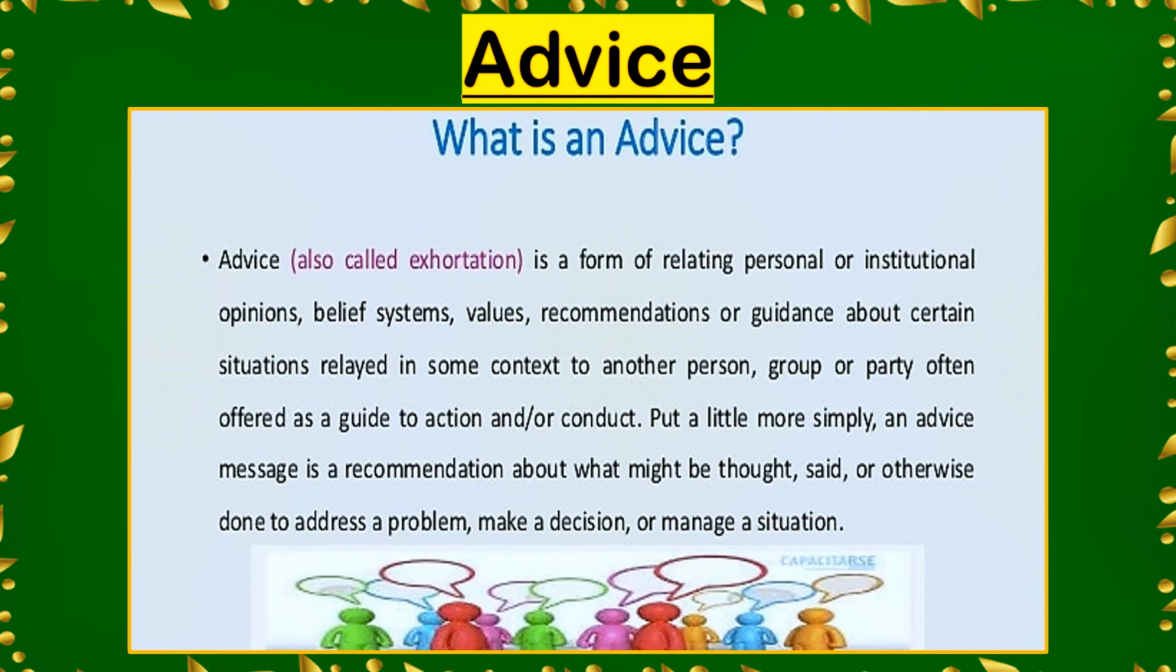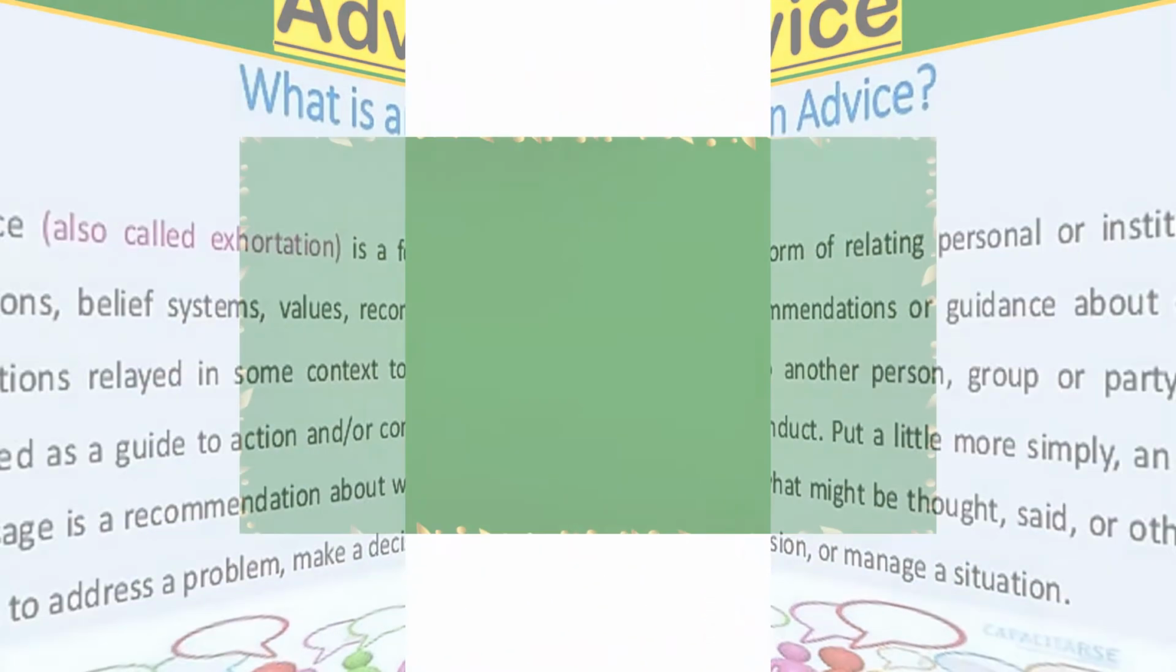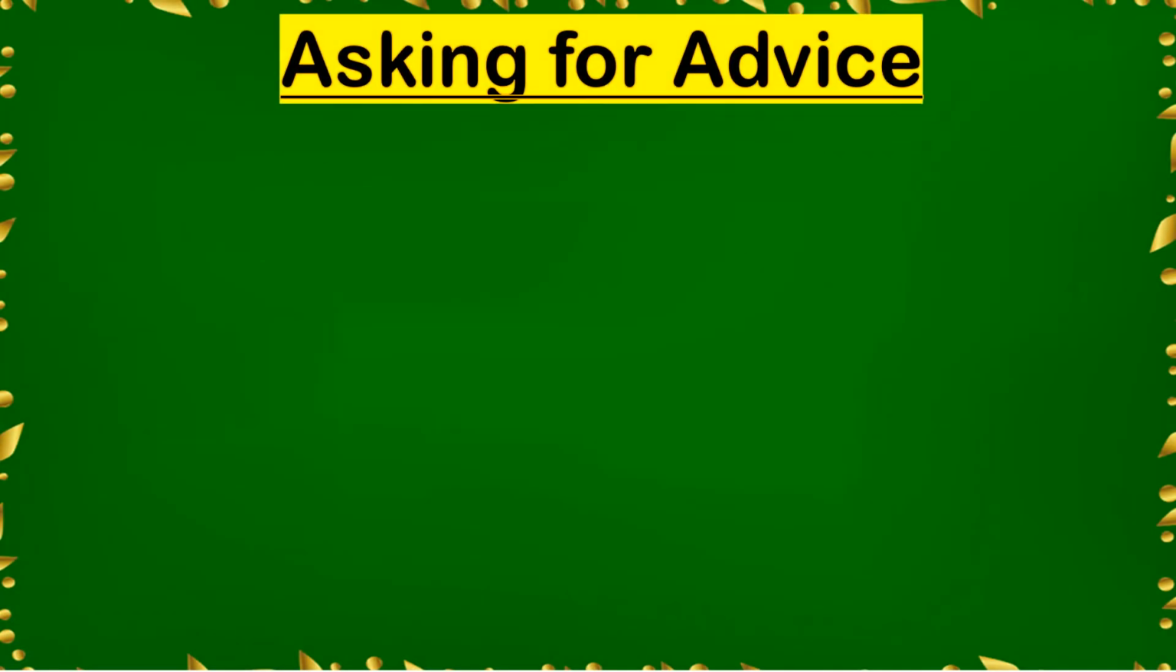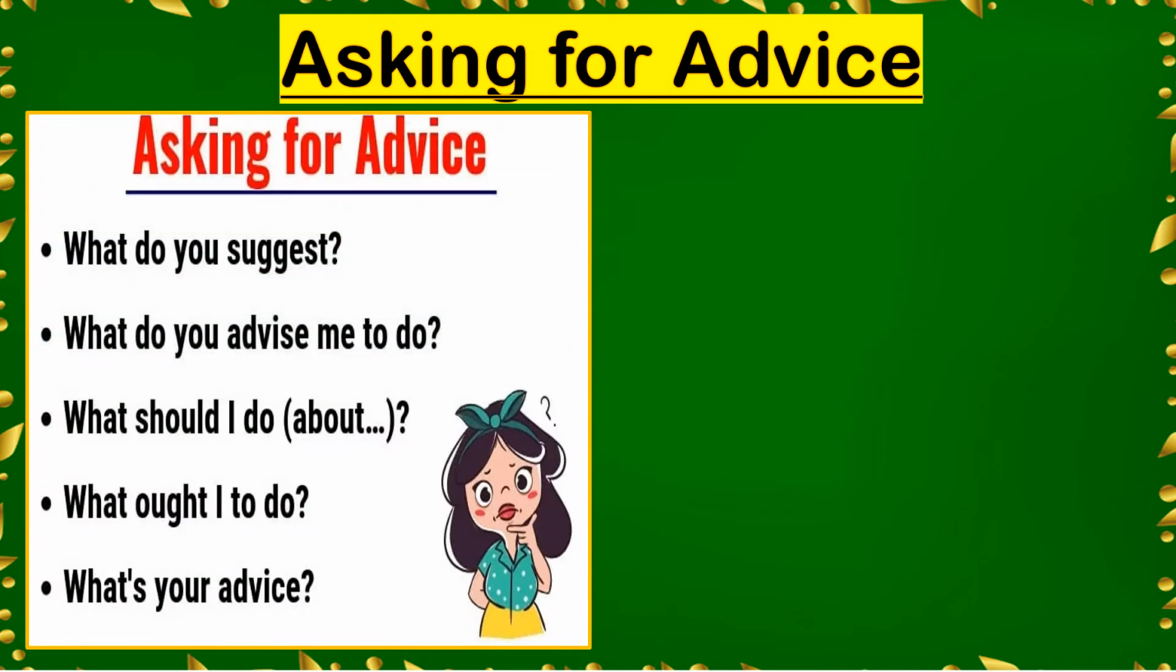Advice, class, is a thing that can help us solve our problem. We usually talk with other people to get advice, or we can also read books, magazines, or articles that can help us solve our problem. And these are all forms of advice. Now, class, let us proceed to the discussion of asking for advice.